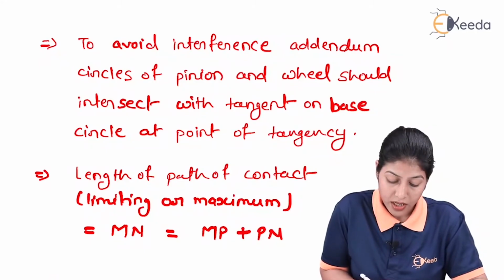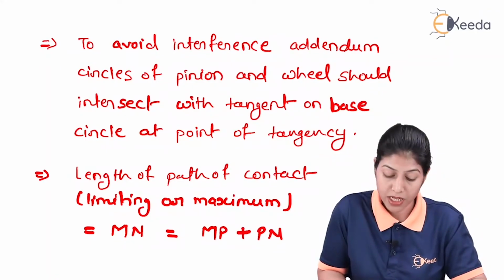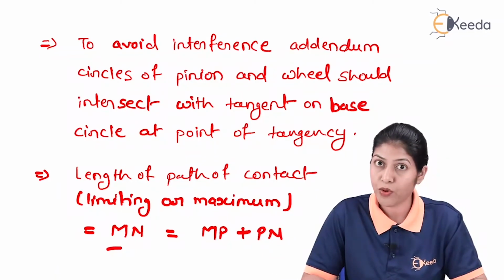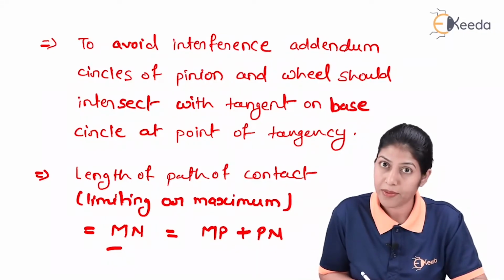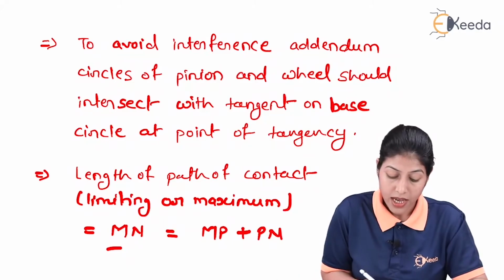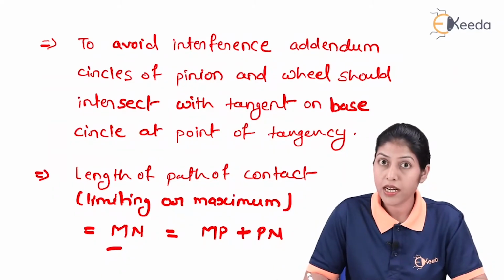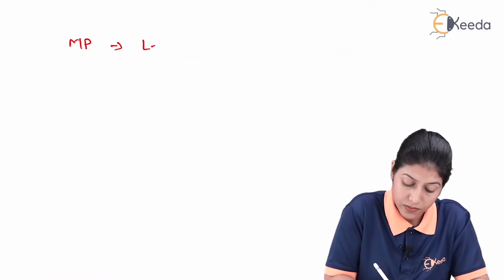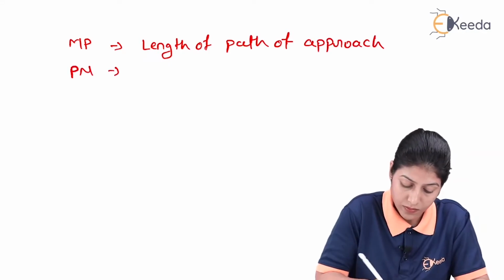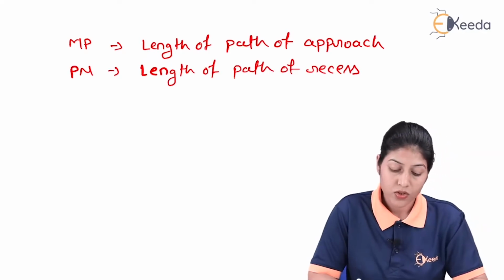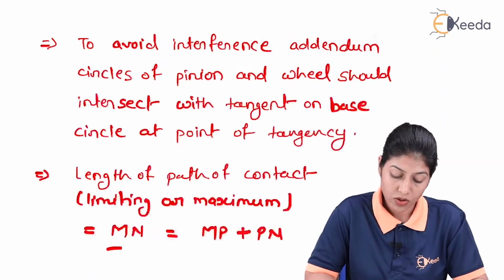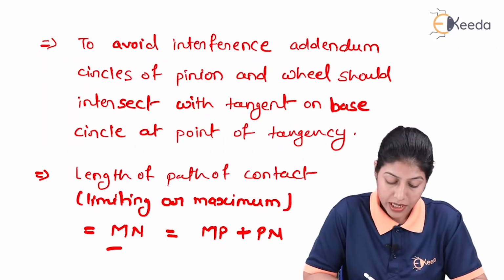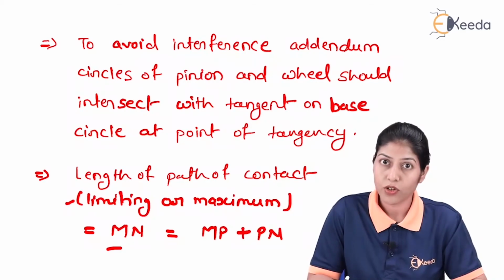So this should be the limiting or maximum length of path of contact, and it is represented by MN only. M and N are the interference points and it should not go beyond the limit of M and N over the tangent to the base circle, where the addendum circles of both gears intersect, and it is divided into two parts, MP and PN. So here we have to define the values of MP and PN. If we can define the exact MN, it generally resists the interference in involute gears.